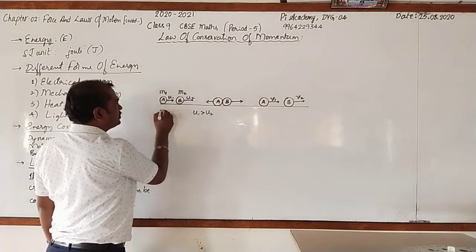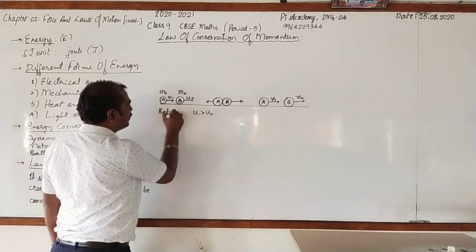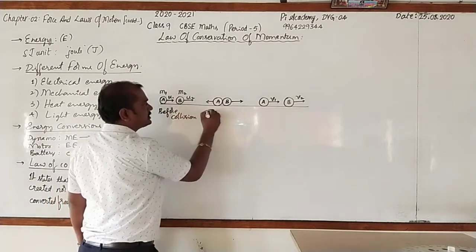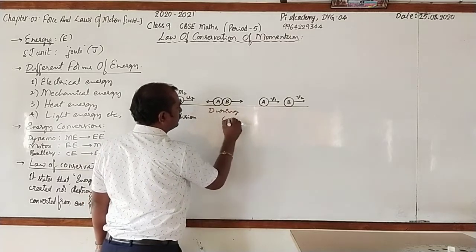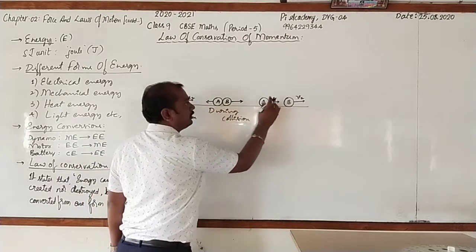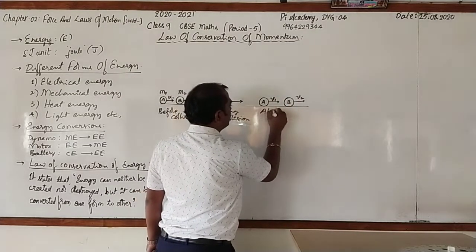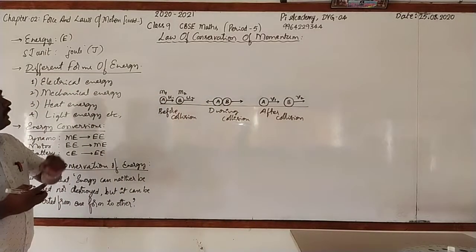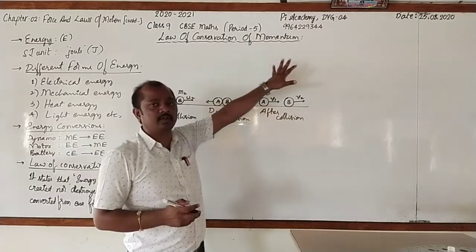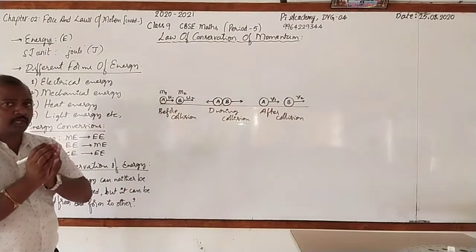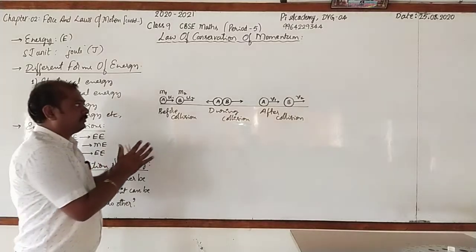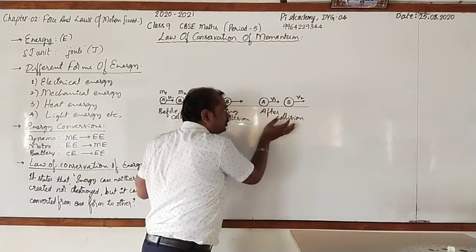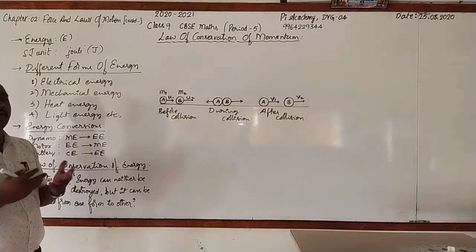So we can write the situation as: it is before collision, this is during collision, and what about this situation? It is after collision. Okay, here according to the statement, the law of conservation of momentum, total momentum should be conserved. That means the momentum of two objects before collision must be equal to the momentum of two bodies after collision.